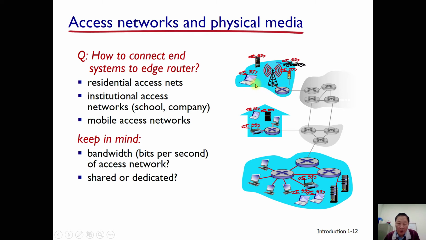Then how? In terms of the communication links. Think about your residential house, the residential access network. You can use ADSL or cable. And think about our university, which is called an institutional access network, and mobile access networks. We can use Wi-Fi also. Also, we can use fourth generation, fifth generation technology.